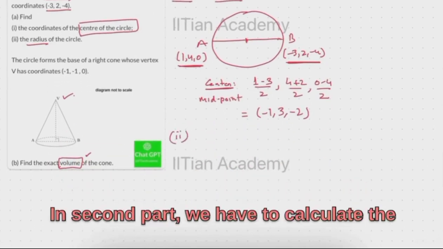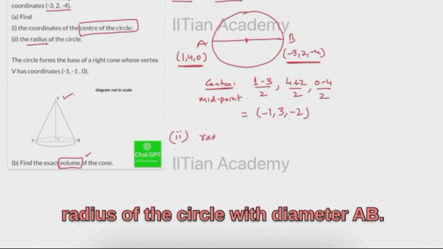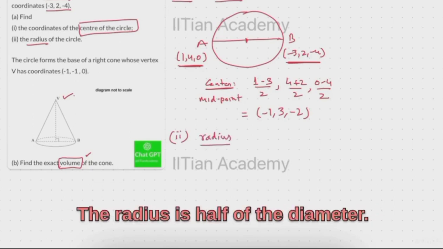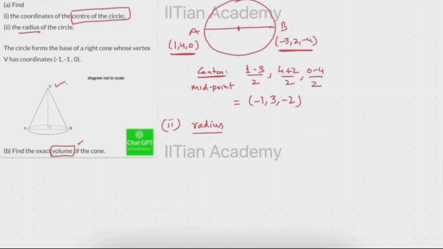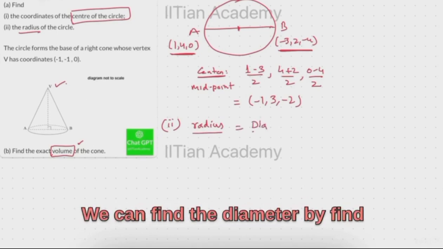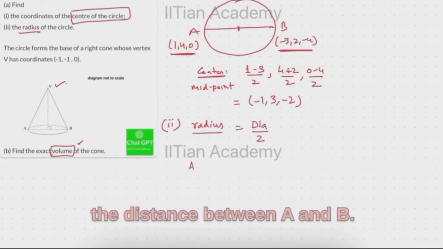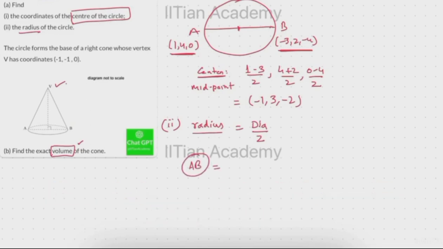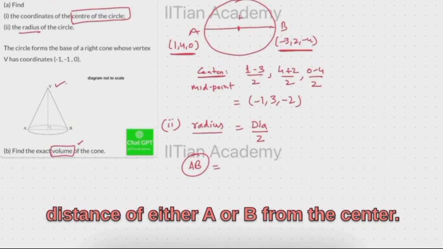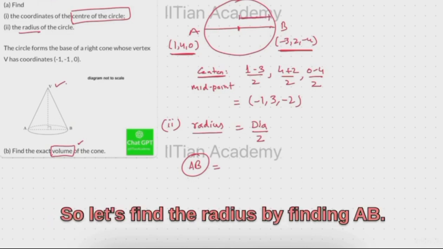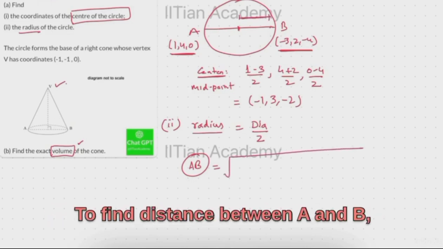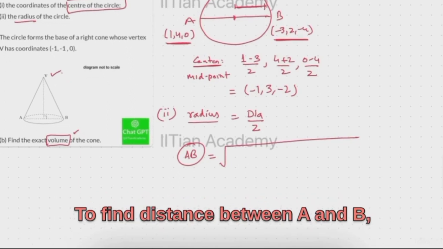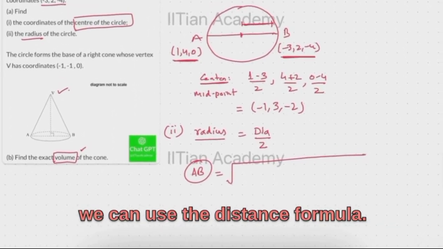In second part, we have to calculate the radius of circle with diameter AB. The radius is half of the diameter. We can find the diameter by finding the distance between A and B. Alternatively, we can also find the radius directly by finding the distance of either A or B from the center. So let's find the radius by finding AB. To find distance between A and B, we need to use the distance formula.